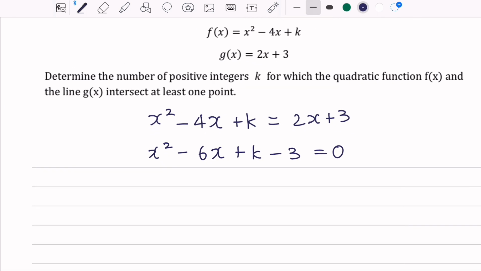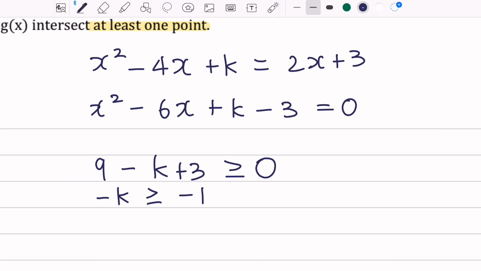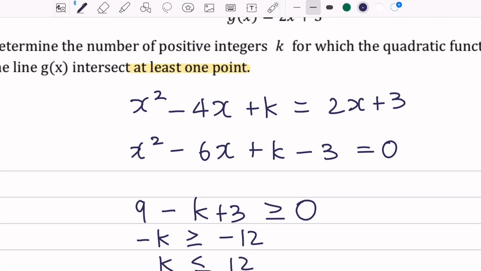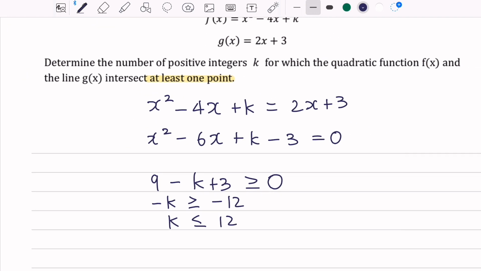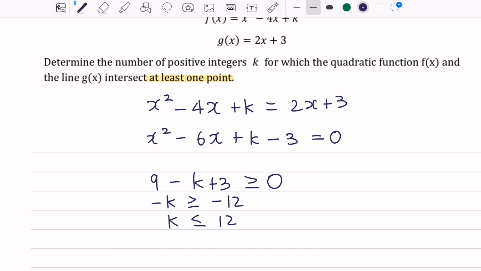And they said it has at least 1 point, right? So 9 minus k plus 3 should be greater than or equal to 0. So negative k would be greater than or equal to negative 12, which means k would be less than or equal to 12. So the answer for question 22 would be 12.